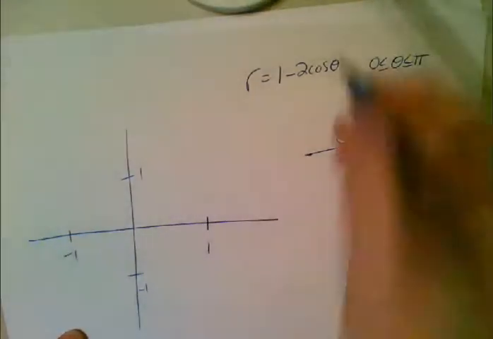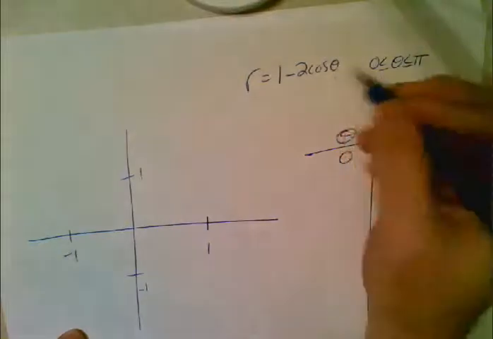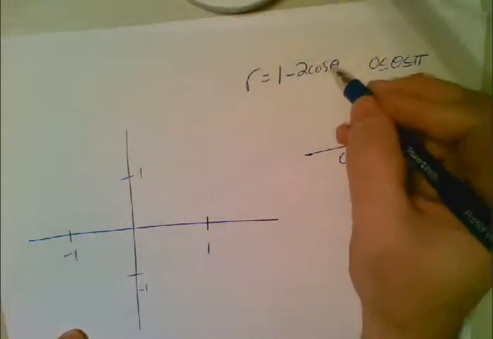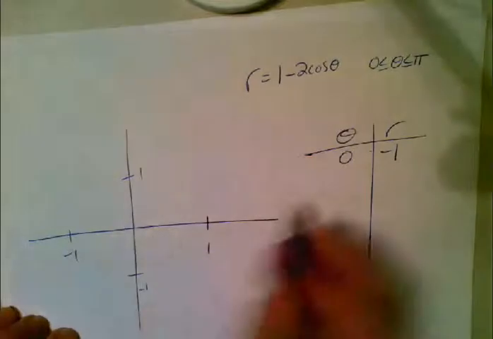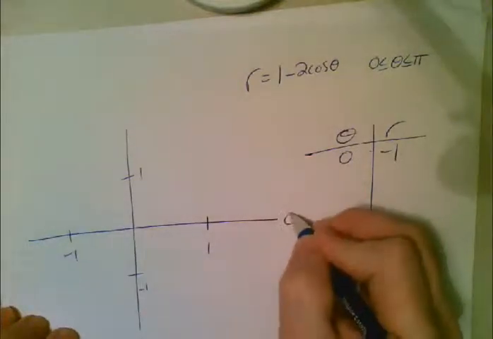At theta equals 0, cosine 0 is obviously 1, so 1 minus 2 would be negative 1. So here's 0, 0 radians.